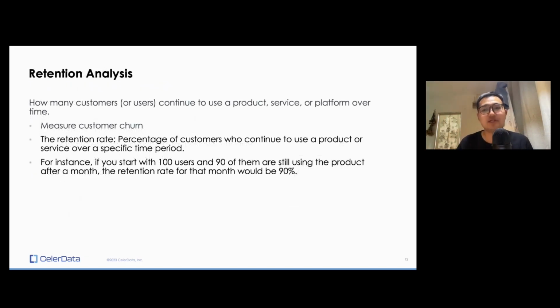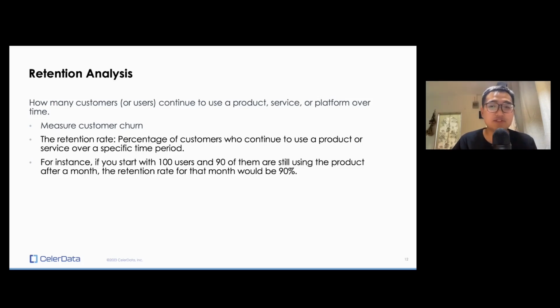And then you have retention analysis. Retention analysis is how many customers continue to use a product or service over time, right? And what it does, it does one thing very well. It measures and identifies customer churn, right? So the retention rate is basically the percentage of the customers who continue to use a product or service, right? Say you start with 100 users on January the 1st. And on February the 1st, 1 month later, 90 of that same 100 users are still using your product. Then you have a retention rate of 90%, right? And you have 10% that churned during that 1 month, right?